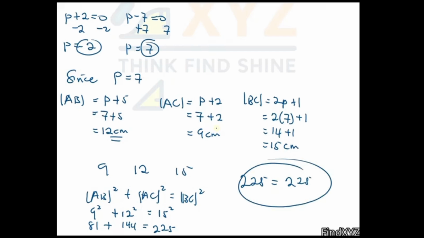So we have been able to show that the lengths of this triangle are 12 centimeters for AB, 9 centimeters for AC, and 15 centimeters for BC, which is true because the hypotenuse is the longest side. So it's giving us the longest distance.